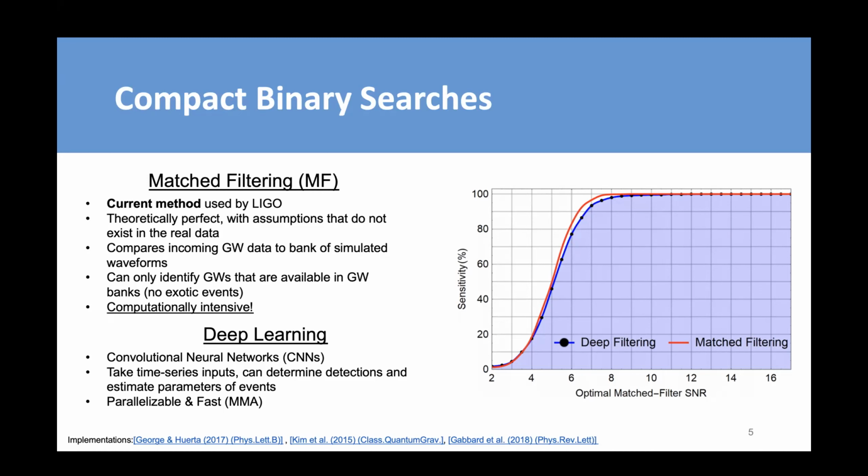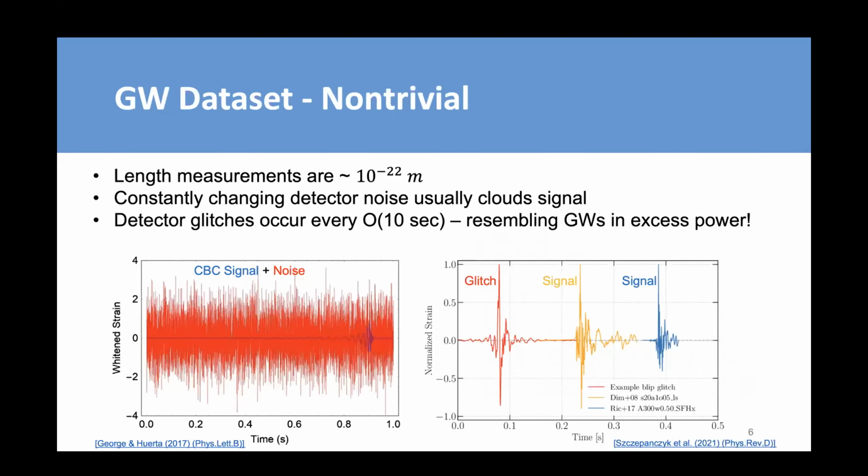Then similarly, there's deep learning. Deep learning will probably use convolutional networks. It's parallelizable and fast for the MMA community. But similarly, your training data needs to be simulated events of the kind you're trying to detect. So you'll fail when trying to detect strange, anomalous events.